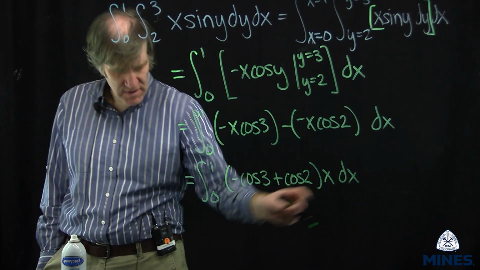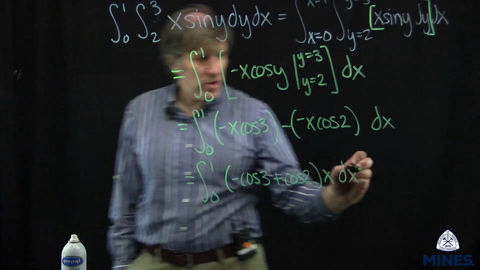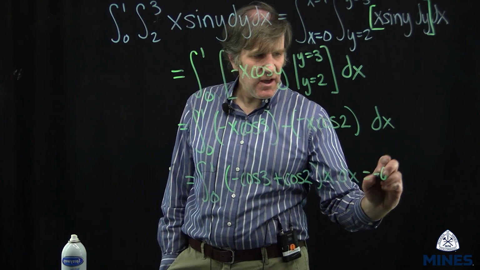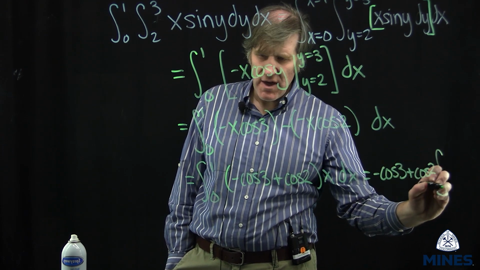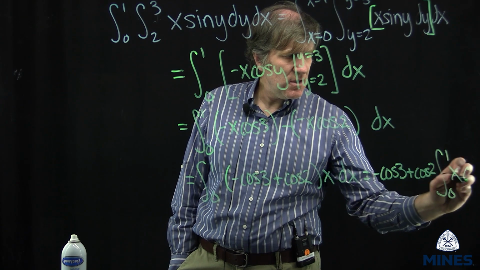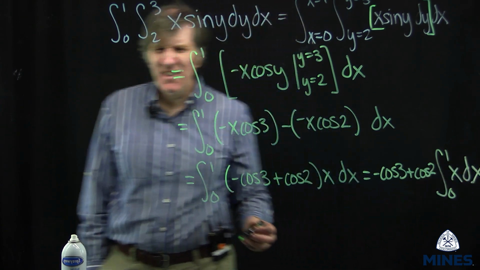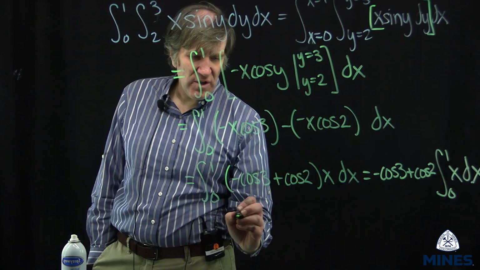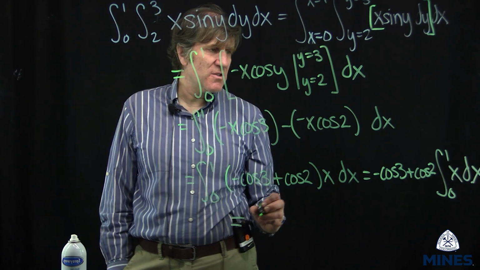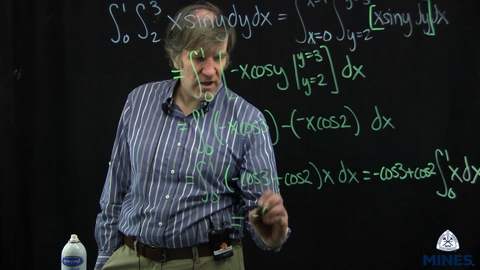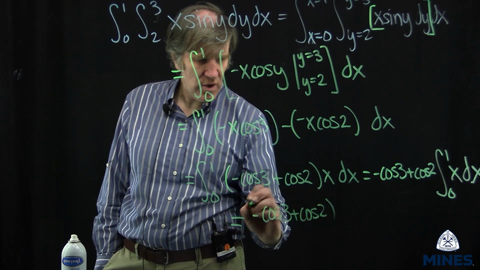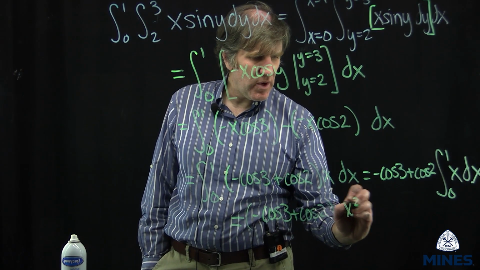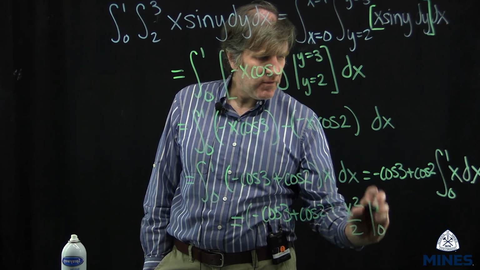So this is a constant times x. I could go ahead and pull the constant, negative cosine 3 plus cosine of 2, outside of the integral. And then I do that integral just like we think. The integral of x is x squared over 2. So I'll have the negative cosine 3 plus cosine 2 times x squared over 2 from 0 to 1.